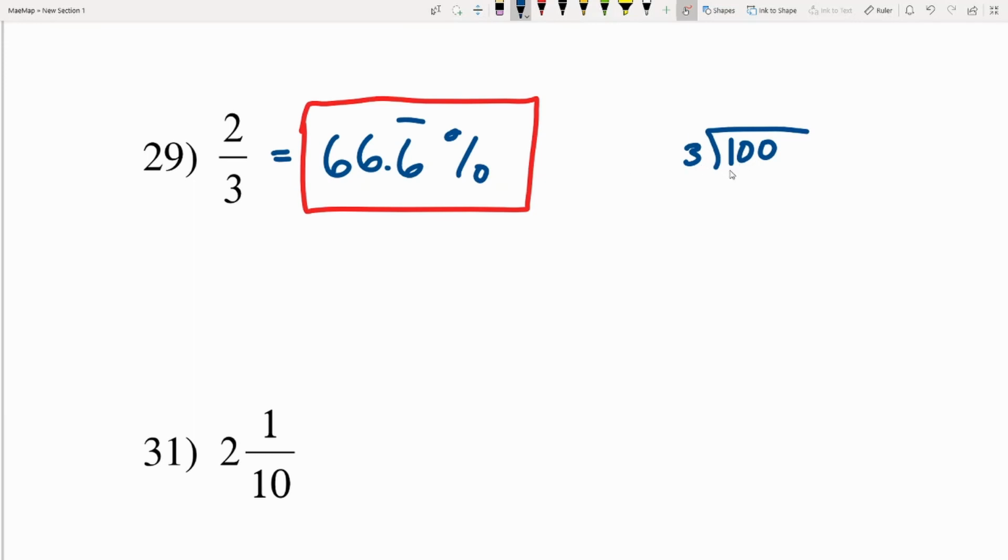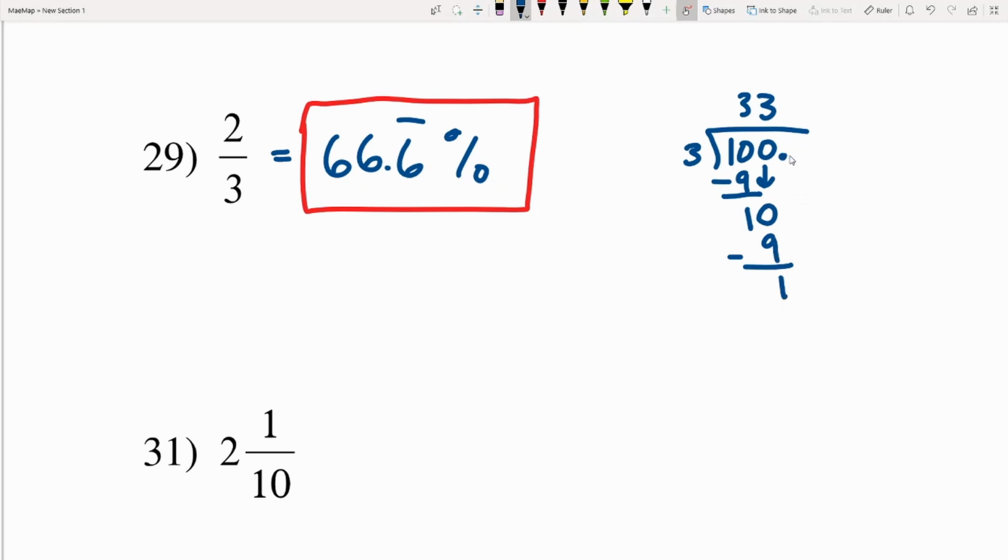So 3 goes into 1, well it doesn't, but 3 goes into 10, how many times? 3 times. So 3 goes into 10 3 times, so I'm going to be subtracting 9 from 10, which leaves me with 1. And then I'm going to bring down this 0. Again, I have a 10. How many times does 3 go into 10? Again, that's 3. So I'm going to be subtracting 9. 10 minus 9 is 1.